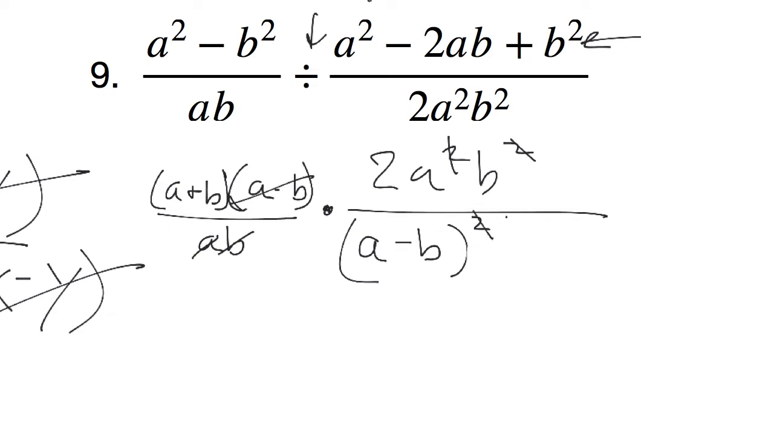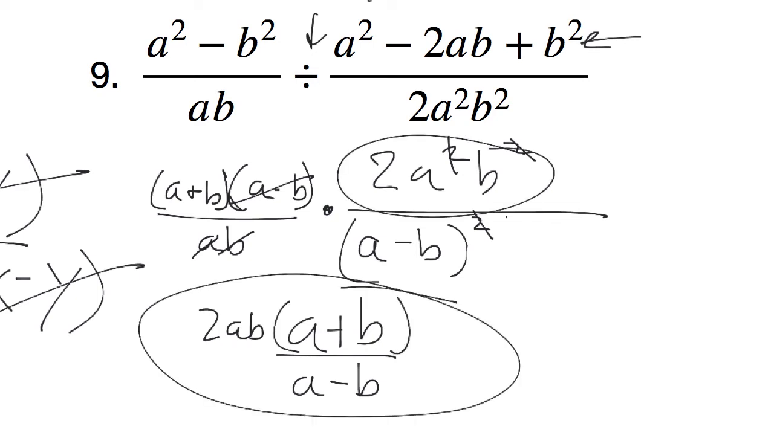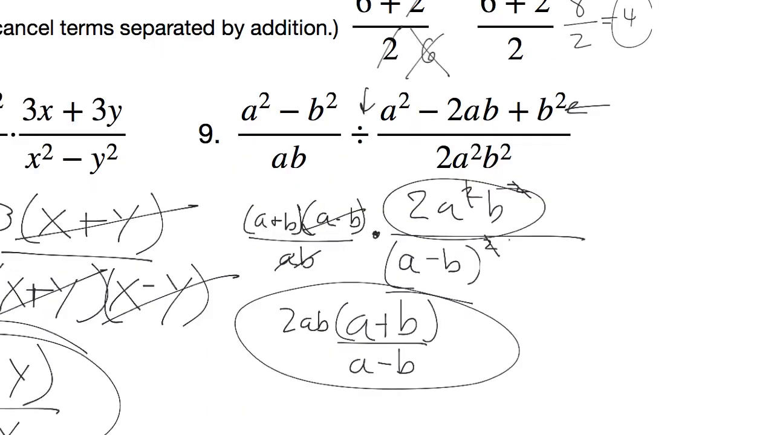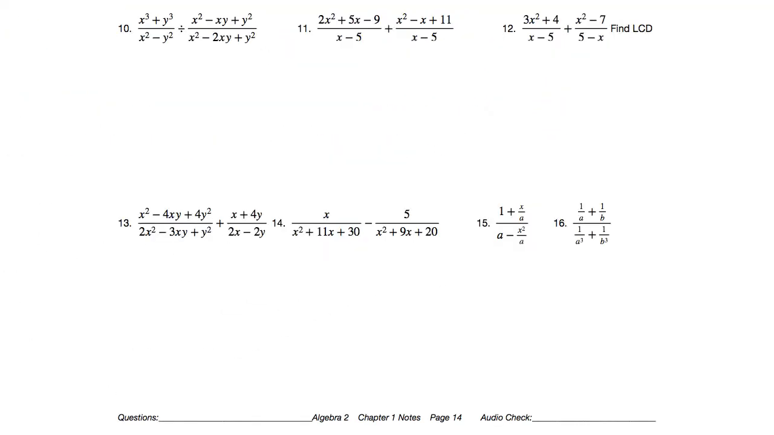Yes, 1. So what are we left with? A plus B over A minus B. And don't forget the 2AB up top. 2AB from here. So this is the answer. Next page.